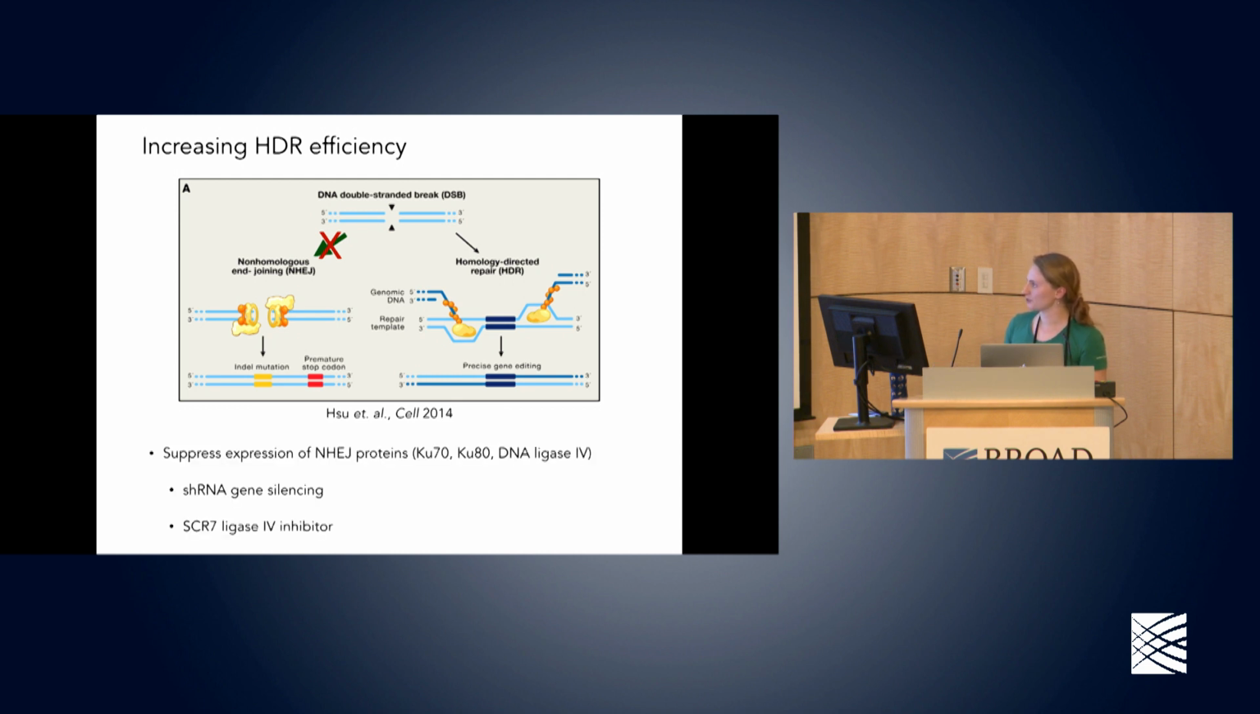And so to suppress this pathway, you can use shRNA gene silencing to target some of these proteins, or there's also an SCR7 ligase 4 inhibitor that has been used.